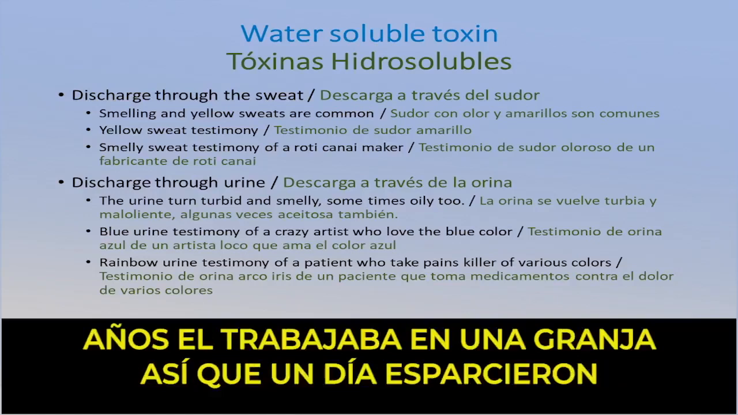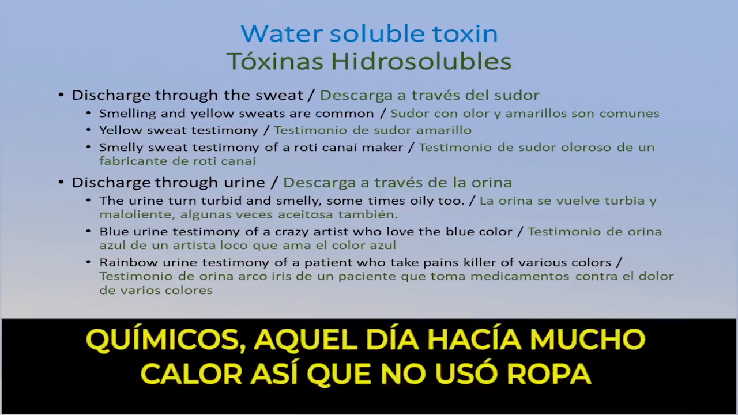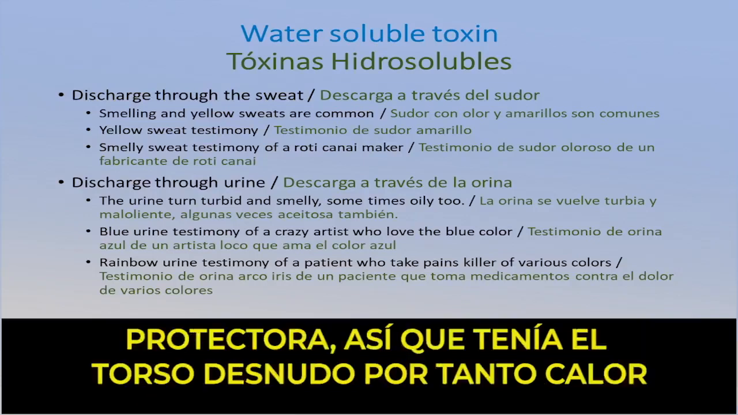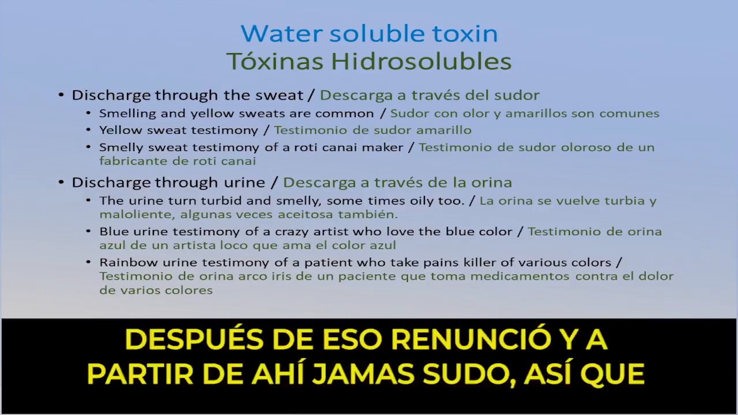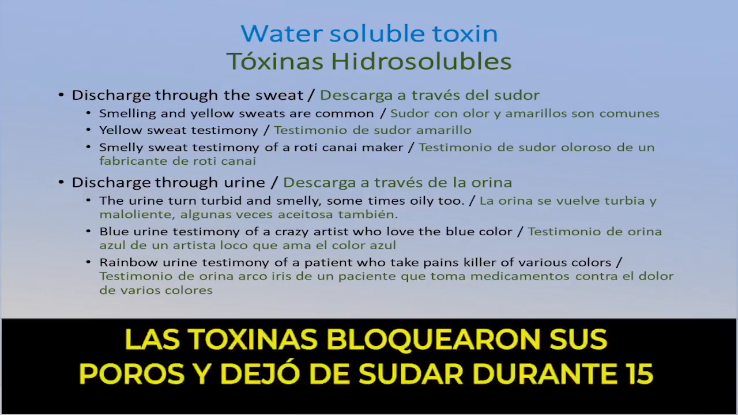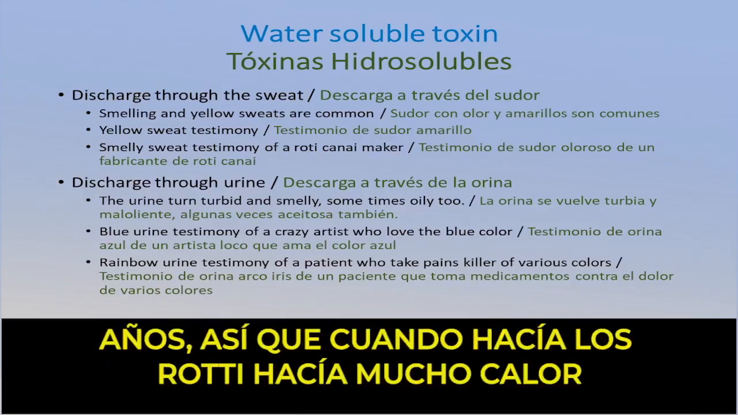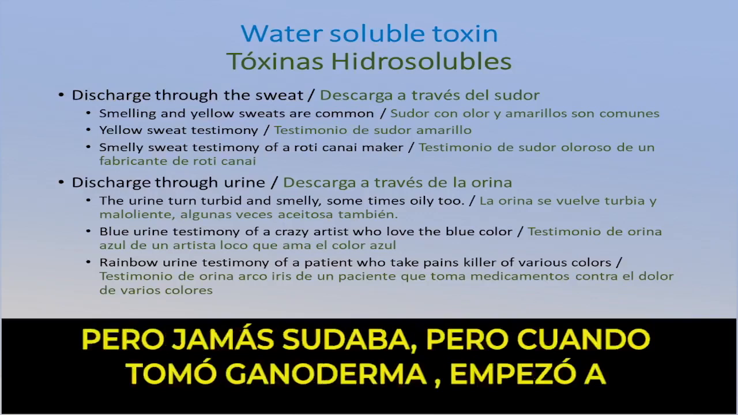Okay, in a farm. So one day he sprayed a chemical. When he sprayed the chemical, that day was very, very hot, so he did not wear the protective wear. He was naked upper body, very hot. When the chemical touched the skin, he became very sick. Then after that he stopped the job, and from that time on he never sweats. So I think the toxin has blocked the pores of the sweat. He never sweat for 15 years. So when he made the roti canai, it was so hot, yet he never sweats.